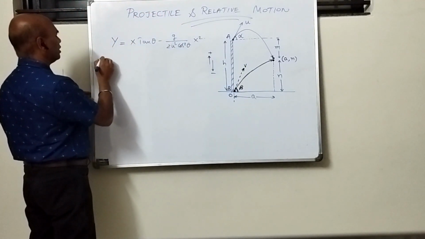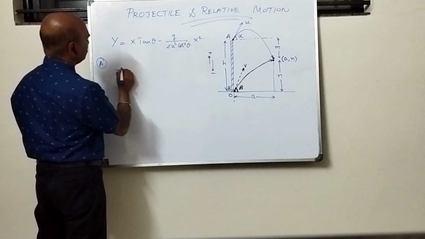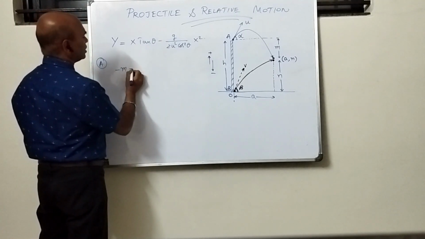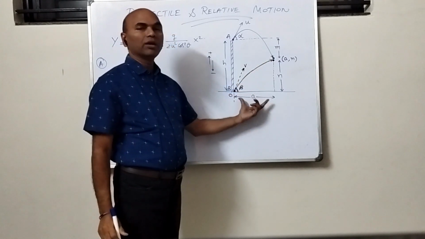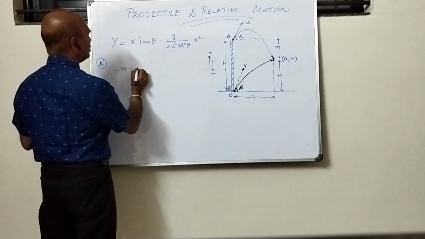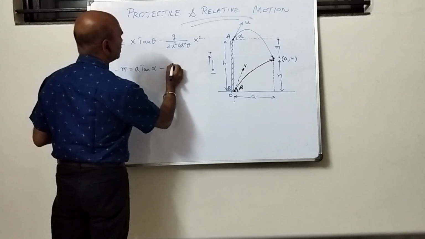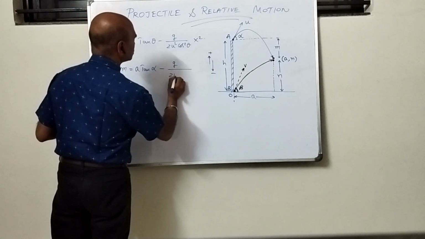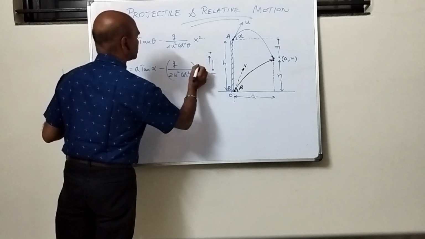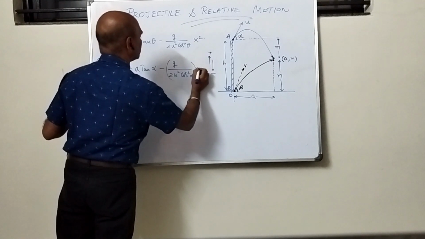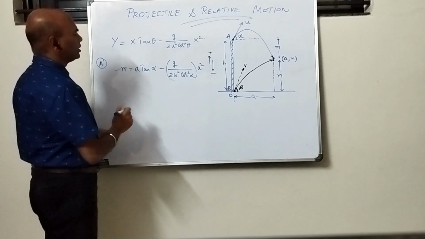So if I write it for A, I would write y as minus m because it's going down, is equal to x. It is reaching this point by covering a horizontal displacement of x is equal to a. So I would say a tan alpha minus g by 2u square cos square alpha x square. So here the x again was a, so I would say a square. Now let this be equation 1.